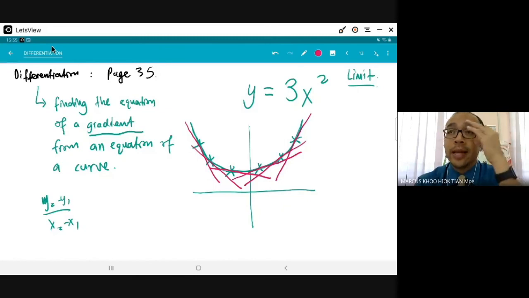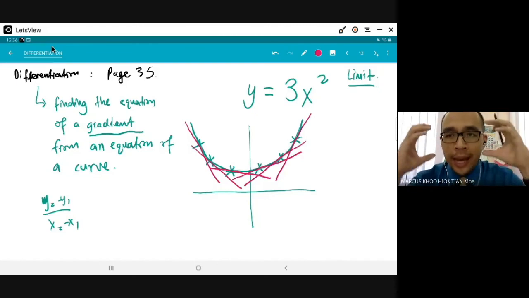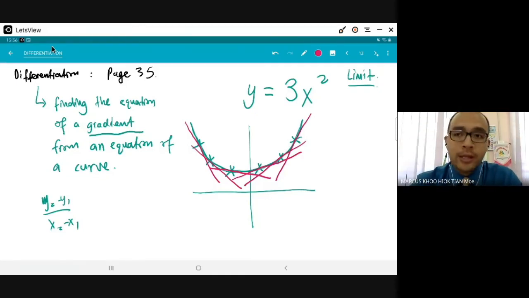Okay, so there has to be an equation, mesti ada satu persamaan yang boleh membantu kita untuk mencari gradient itu pada titik-titik yang berlainan. I repeat, there has to be an equation, satu formula yang boleh membantu kita untuk mencari that gradient at any point. Mana-mana point on the curve, we can find that gradient. But we need an equation to help us to find. And that is what differentiation is all about.